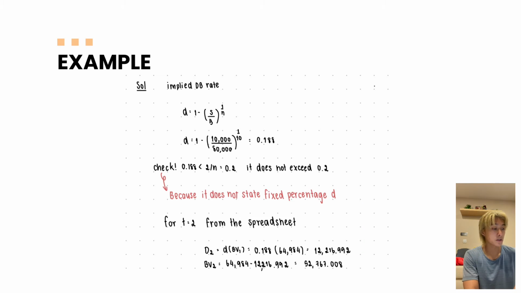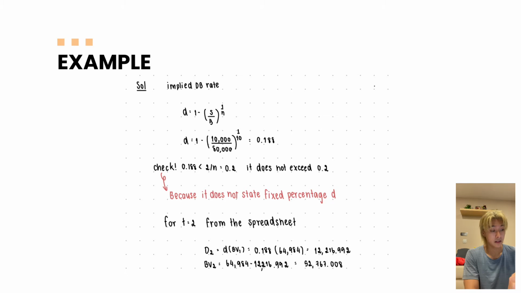Okay, solution: we have to find the implied DB rate. To find D, we have the formula D equal to 1 minus (S over B) powered by 1 over n. D equal to 1 minus, since our S is $10,000 and our B is $80,000, 10,000 over 80,000, and then powered by 1 over 10. That gives us the value of 0.188. And then we have to check.